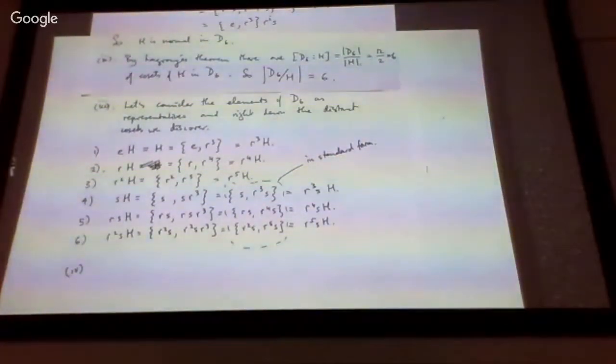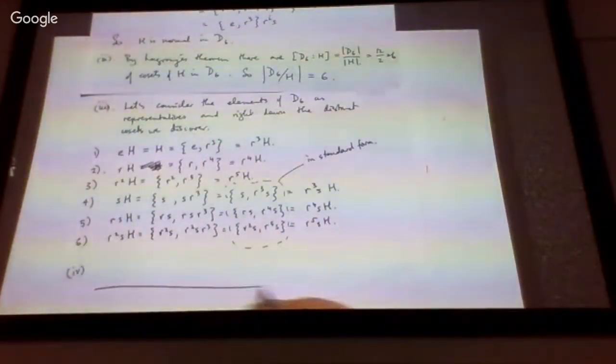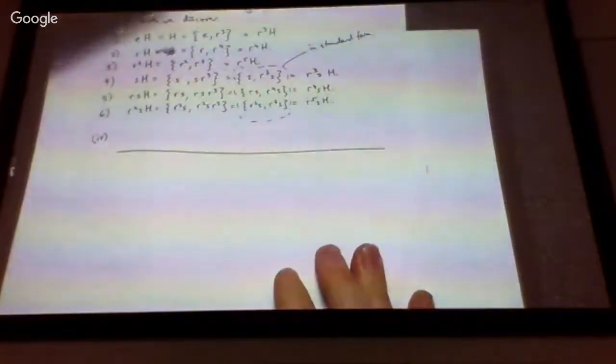So 4, assign suitable labels to the cosets and construct a Cayley table for the factor group. So I need a 6 by 6 Cayley table. So you need to sketch it out pretty bigly. Must be fairly large. Fit it on the table.